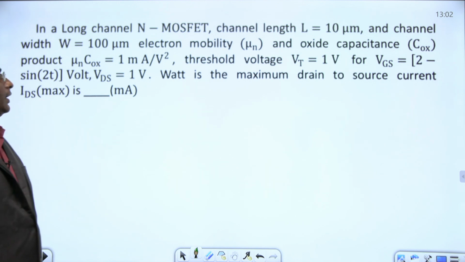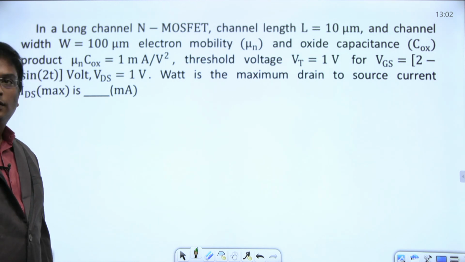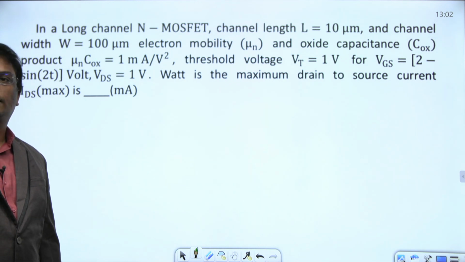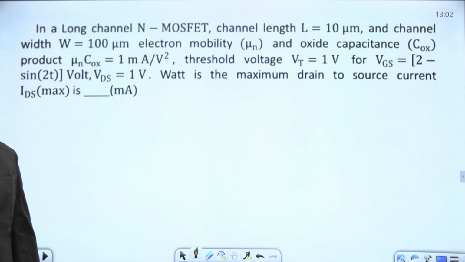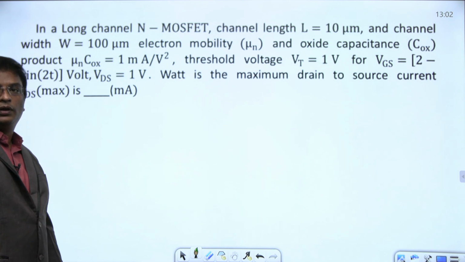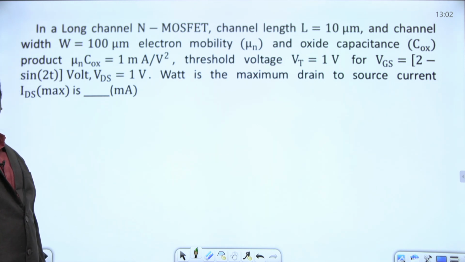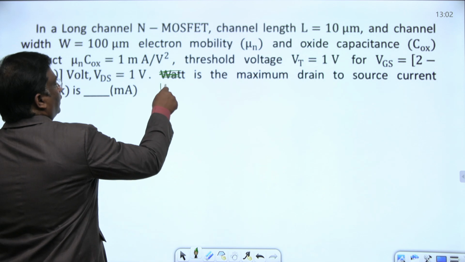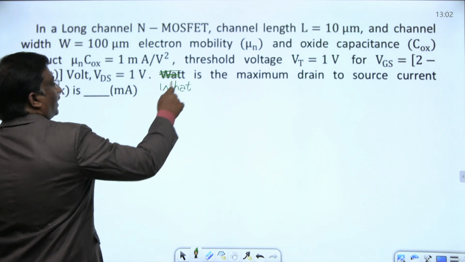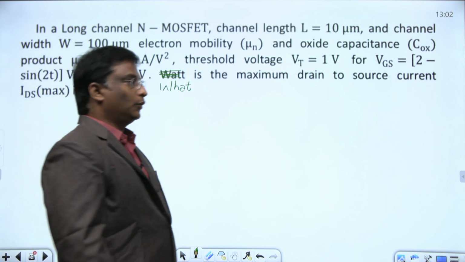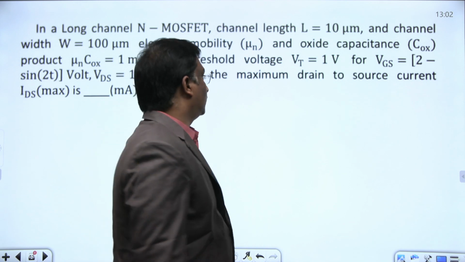A long N-channel MOSFET, channel length L is given, channel width is given, electron mobility mu n, oxide capacitance Cox, and their product mu n Cox is given as 1 milliampere per volt square. Threshold voltage Vt is 1 volt. VGS is given as 2 minus sin 2t, and VDS is given as 1 volt. What is the maximum drain to source current? Simple question, nothing is there. You should only know the expression for current.